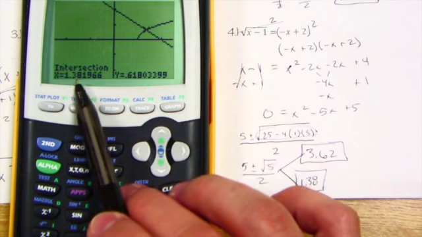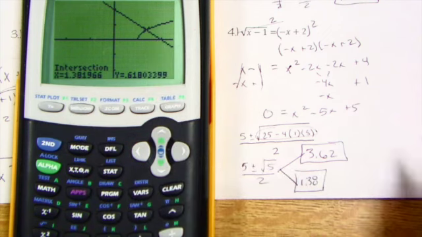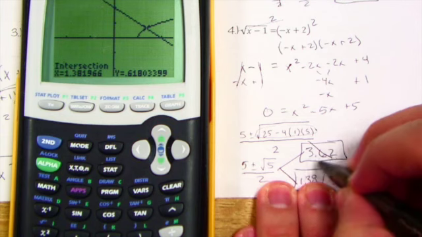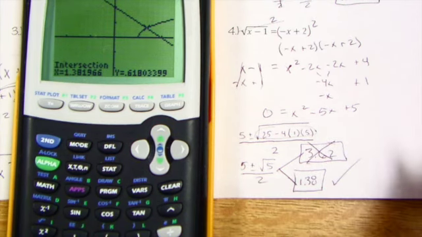There it is, and it looks like it is 1.38. So it does not cross at 3.62. This is not an answer, and 1.38 is your answer. Okay, flip it over.